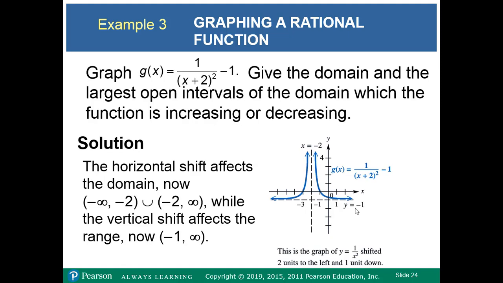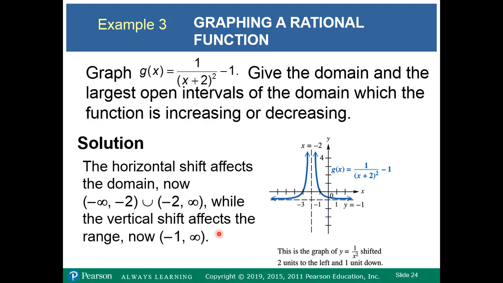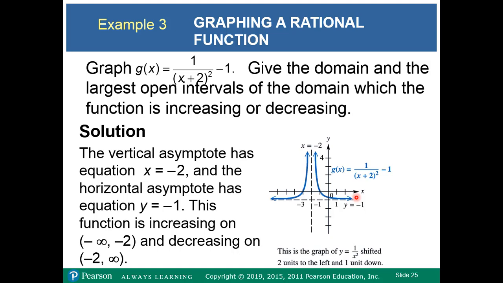In this case, the domain is all x values except for x equals -2. And that gives us this. While we're going down with a vertical shift, the range is now going to start at -1. So it's going to be from -1 to positive infinity, not including, obviously, -1. And again, this is going to be increasing from negative infinity to -2, and decreasing from -2 to positive infinity. And so the vertical asymptote is x equals -2, and the horizontal asymptote is y equals -1.